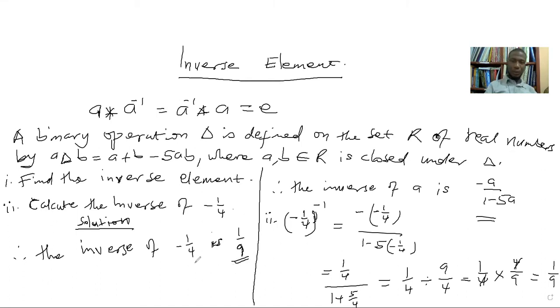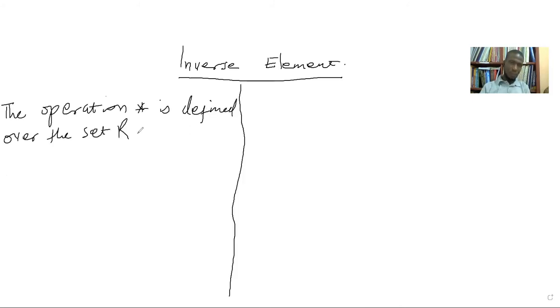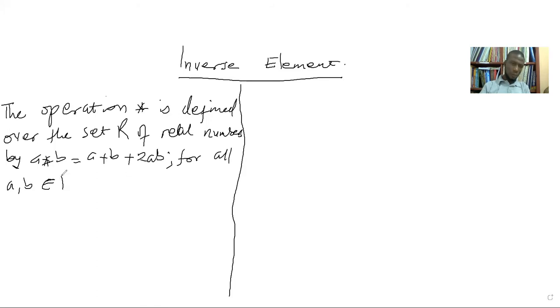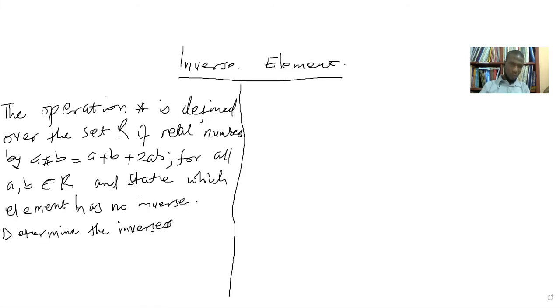Let's take another example. Good. The operation star is defined over the set R of real numbers by A star B equals A plus B plus 2AB for all A, B belongs to R. Well, that means where A and B are real numbers. And state which element has no inverse. Determine the inverses of 2 and 3.